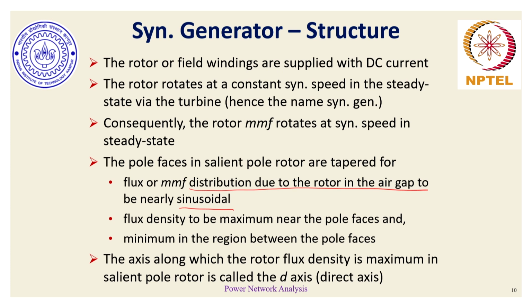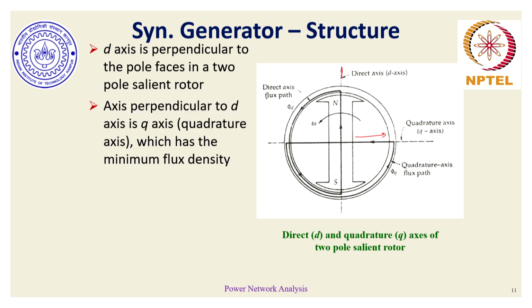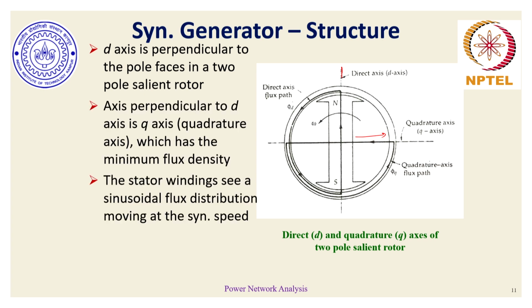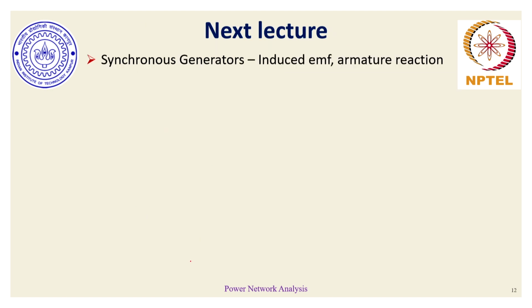And the axis along which the rotor flux density is maximum in salient pole machines is called the D axis or direct axis. So essentially, this is what the direct axis is. If the direct axis can exist, there can also exist an axis along which the air gap is maximum and the corresponding flux density is minimum, which we call the quadrature axis. The flux density is minimum there. As a result of this rotating MMF, because of the rotor current in the air gap, the stator also tends to see a sinusoidal flux distribution, which is moving at synchronous speed, as a result of which voltage can be induced in the stator windings. That's essentially what we will talk about in the next lecture. Thank you.